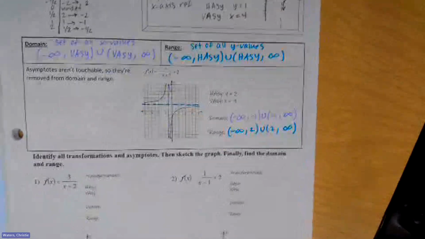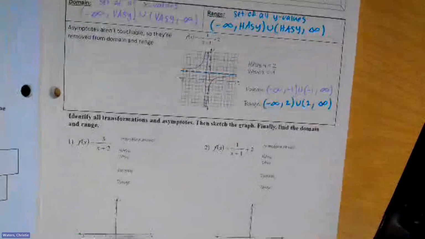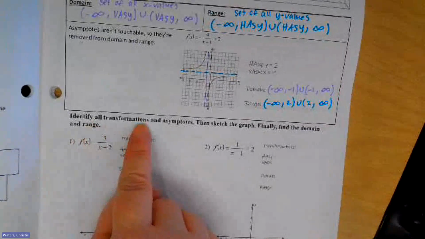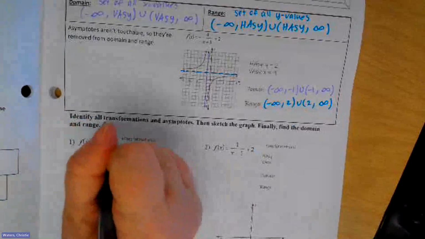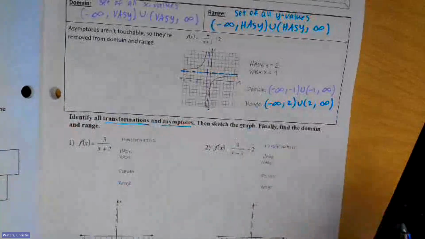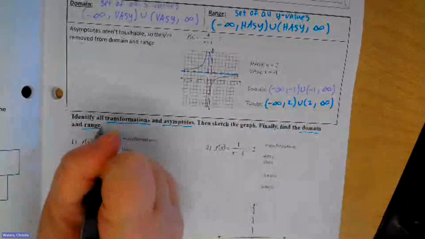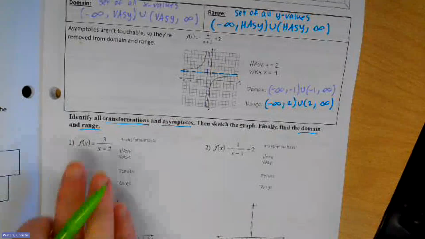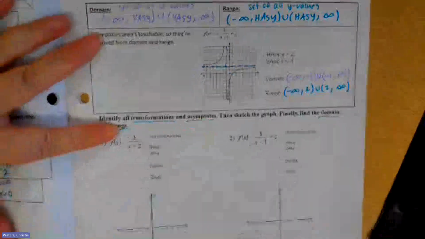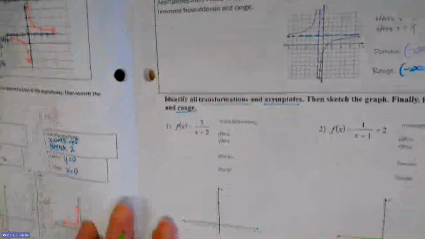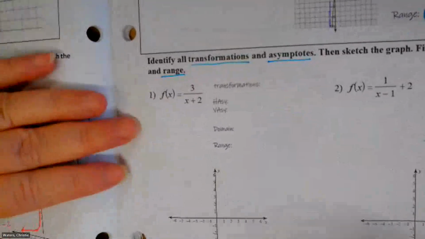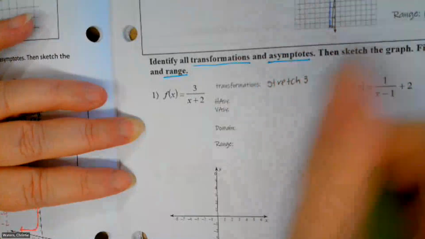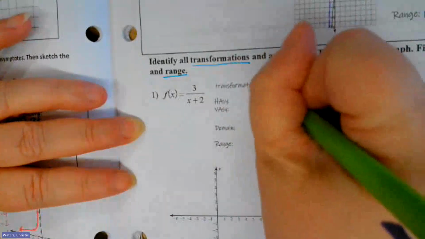All right, so now let's go ahead and do our examples. So we are given 2 equations, and we're supposed to identify all transformations, asymptotes, and domain and range. Okay, so we've got to list 3 different features of the graph. So looking at this equation here, I believe we have a stretch of 3. And we're going left 2.